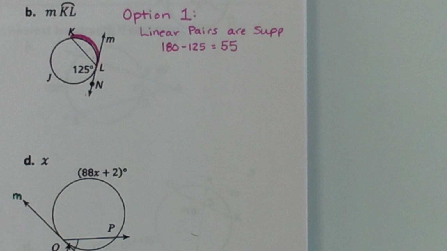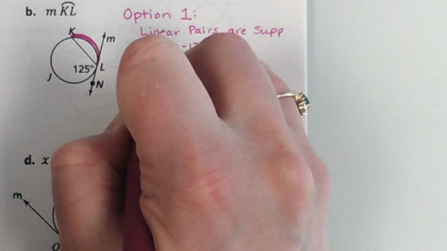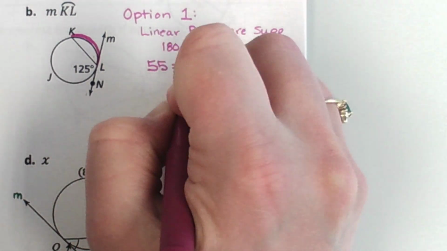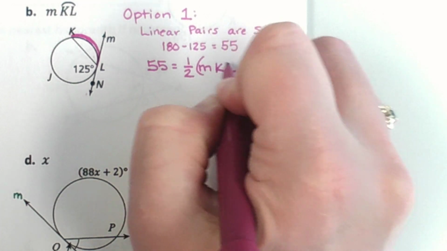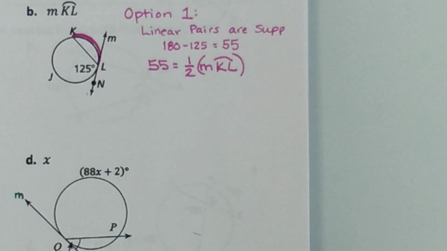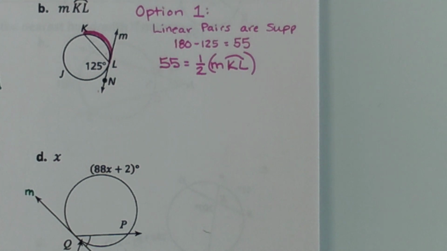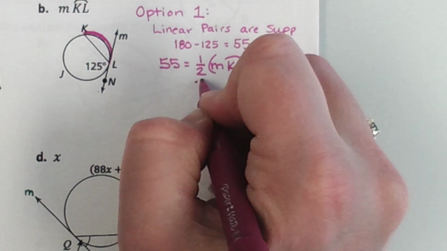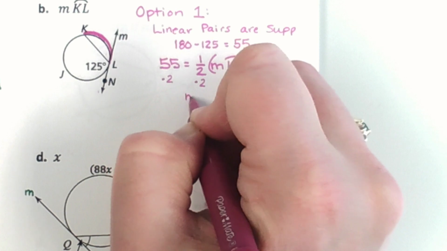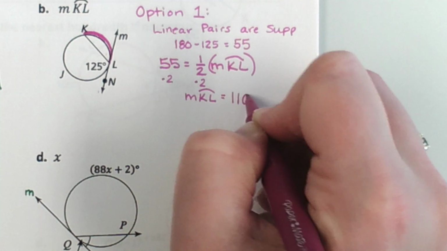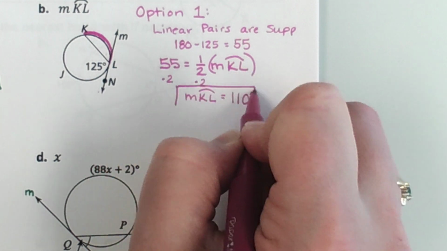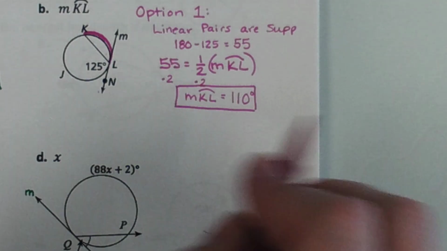Is the 55 degree angle the right angle to go with that arc? Yes, and then you could say the angle, 55, equals 1/2 the measure of the arc we wanted, which was arc KL. And how do we get rid of that 1/2? Multiply by 2. Measure of KL would be 110 degrees. Now that's one option on how to solve this problem.